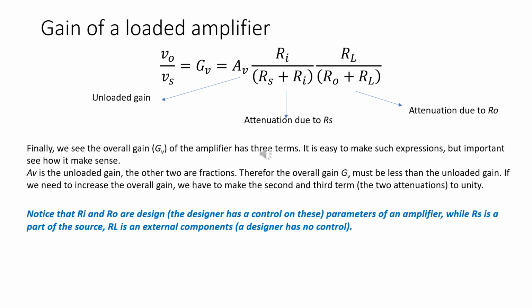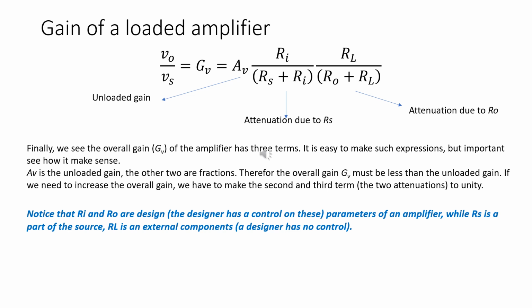Now equation 7 is reproduced here for convenience. The overall voltage gain has three separate terms. First is the unloaded gain. The second term is called attenuation due to RS. Why do we call it attenuation? Because look, it is a fraction. If we really want to understand the second term, put RS equal to 0, this fraction is 1, the highest possible value. If RS is greater than 0, the value of the second term is less than 1. Similarly, looking at the last term, you can see the denominator is more than the numerator. It is a fraction. If you put R naught equal to 0, we get this fraction equal to 1. That is the highest possible value.